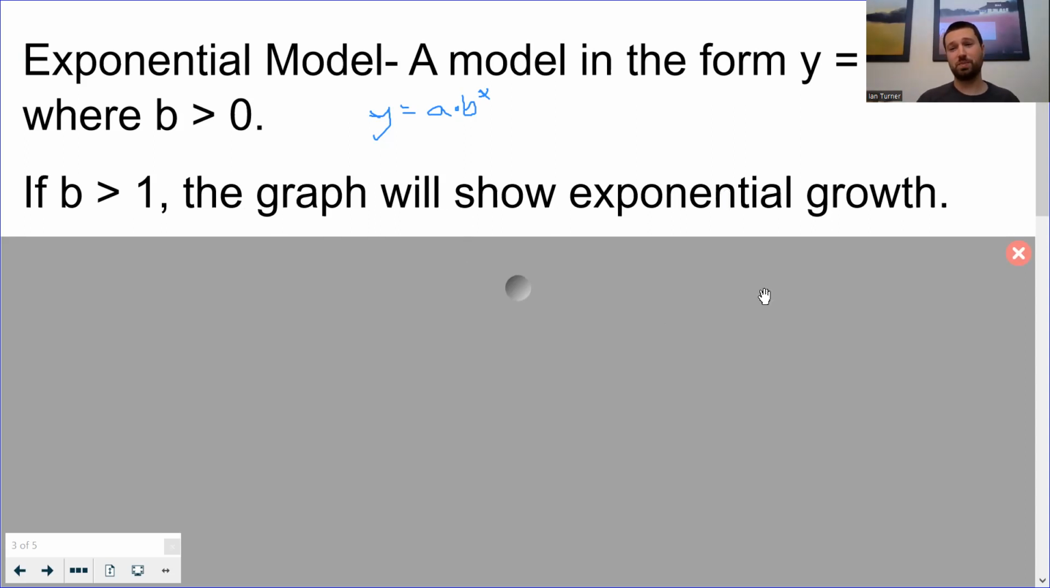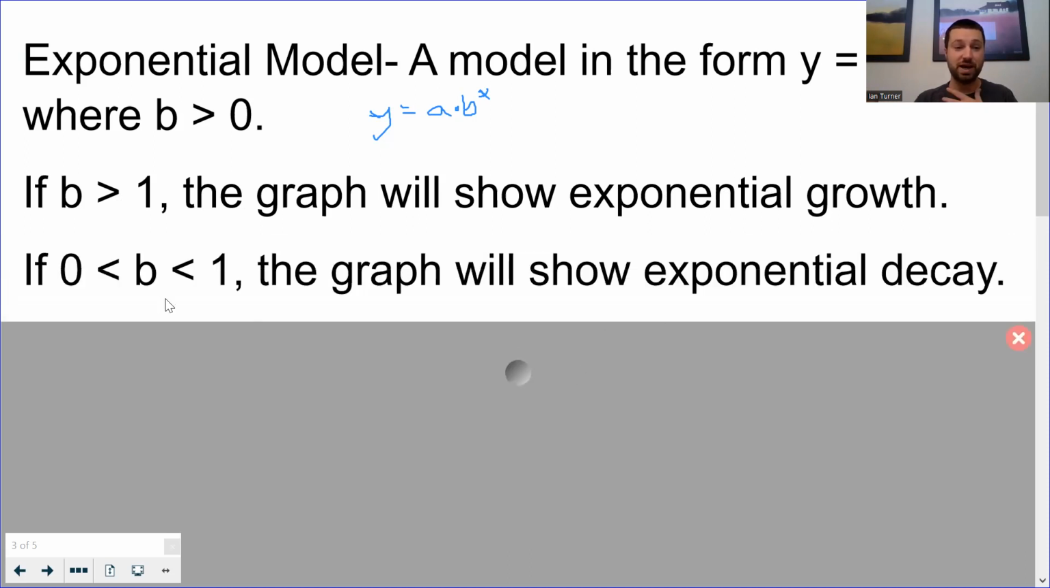So exponential growth, right? Population stuff is exponential growth. Finance stuff is exponential growth. There's so much exponential growth stuff, which is cool. And then we also have exponential decay. So if you know b is between 0 and 1, we have exponential decay. And that also shows up in science, shows up in chemistry, right?